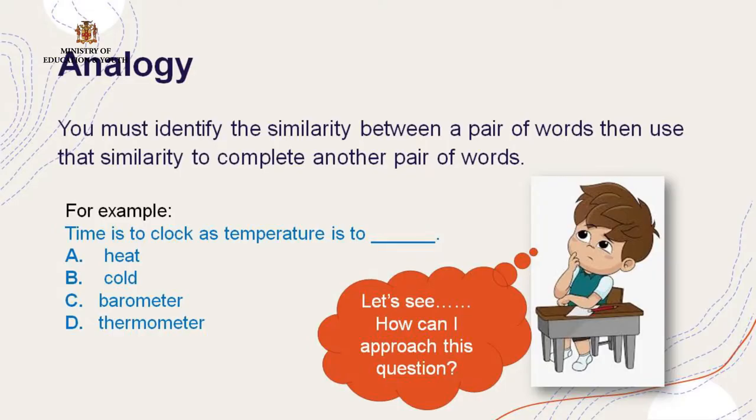Let us look at the options. A, heat. Heat relates to the temperature, doesn't it? When it's either too hot. Cold. That's relating to the temperature as well. What about barometer? That's a totally different instrument. We don't use the barometer to tell the temperature. So the answer would be thermometer. It's an instrument that we use to tell the temperature. Good job, boys and girls.